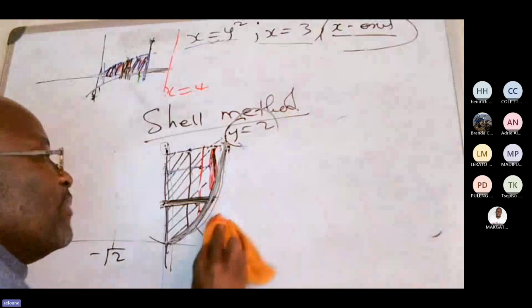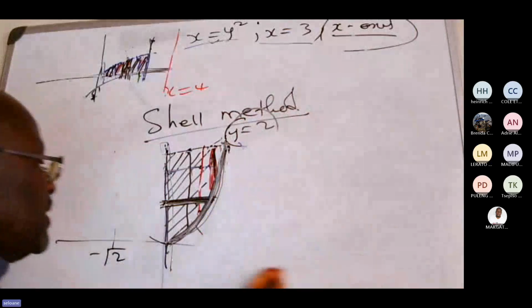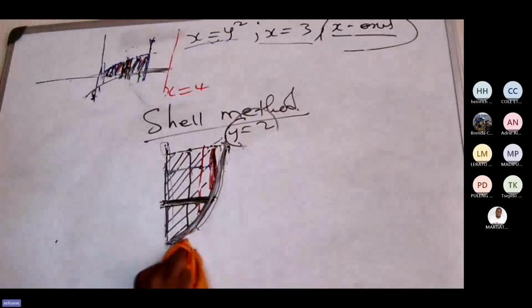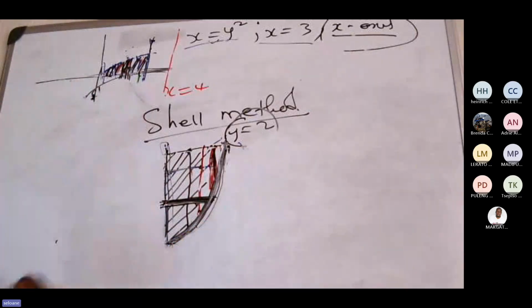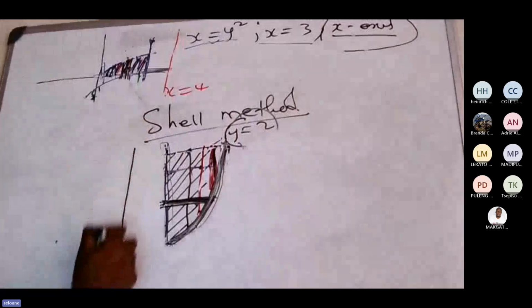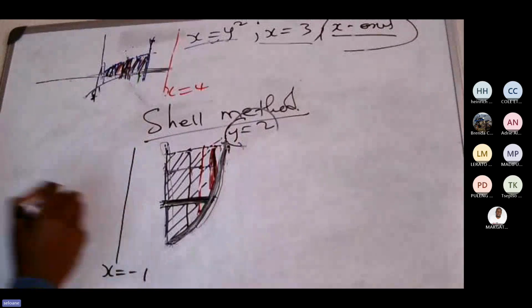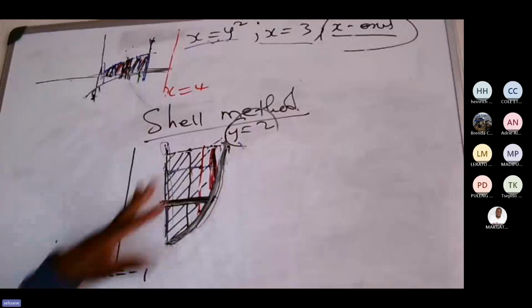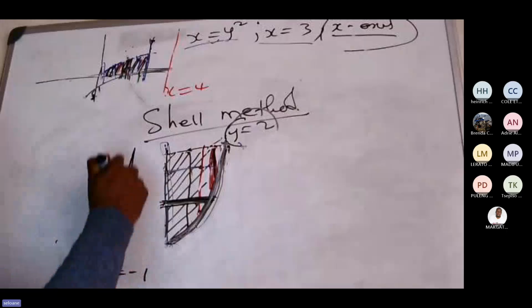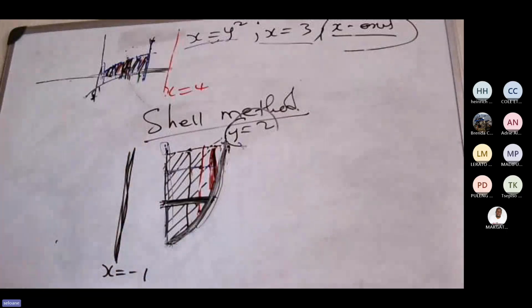Let's take another one. Say you take the very same region. Because this is mathematics, and with mathematics it's nice. Why? Because you can play around with the same example, changing it, so that at the end you understand. Say you are rotating by the line x equal to -1. Take the very same region. The question is, can you set up that integration formula? Let us just set it.